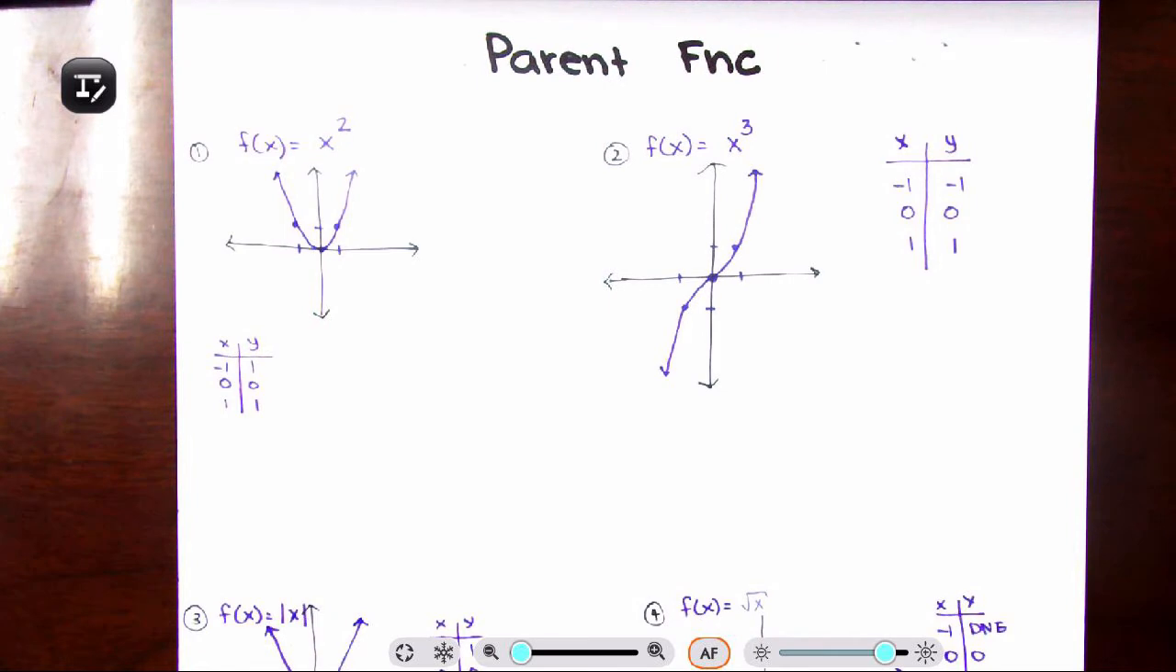If you have not already watched the graphing organizer video for transformations of functions, please make sure you have watched that video, so that way you have created your own graphic organizer. We will be referring to that graphic organizer in this video.